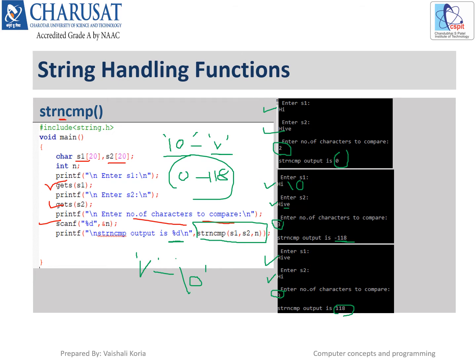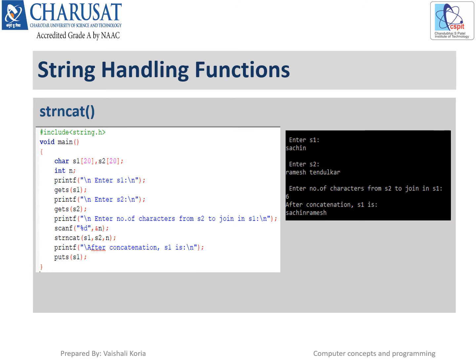The next is the strncat function. Again the characters of one string will be appended to the characters of another string, but here only n characters we have to append. So again two character arrays take the value from the user using the gets function. And here also we have to enter the number of characters from S2 that we want to join in S1. That value is taken using the scanf function.